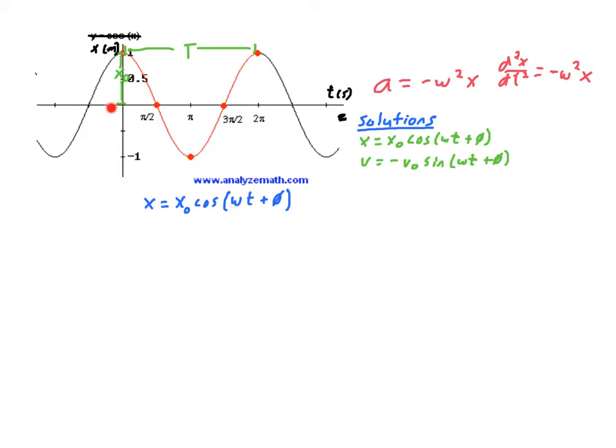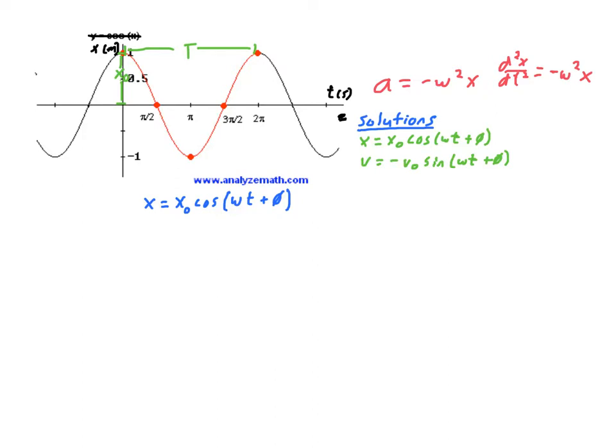So here's your x0, or your amplitude, the maximum displacement, and here is the period, the time it takes to go through one oscillation. Now your brain should already be thinking, okay, here's the period, I can use that to get my omega. Now, the solutions to this differential equation are here. Make sure you get these two equations down.